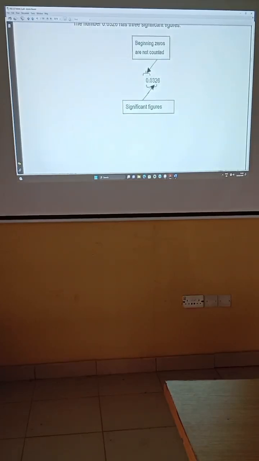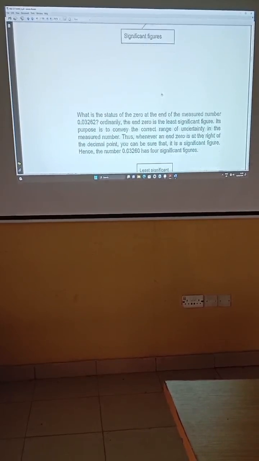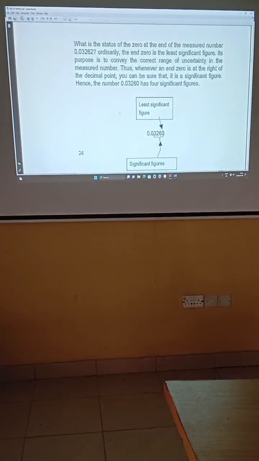So this is just to show you how it's also counted. The zeros, beginning zeros are not counted as significant figures, but the zeros after the numbers are often considered. What is the status of the 0 at the end of the measured number? Ordinarily, the end 0 is the least significant figure. It's also significant, but it is the least significant.